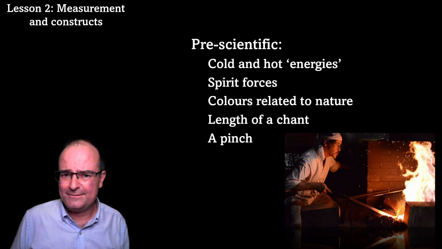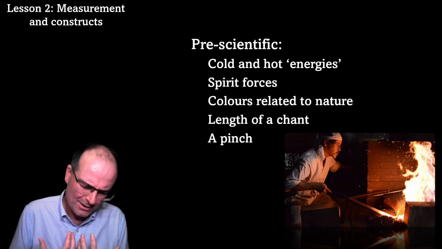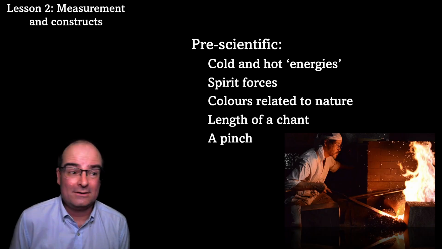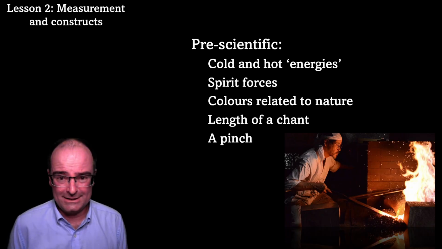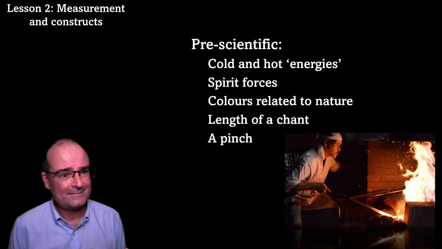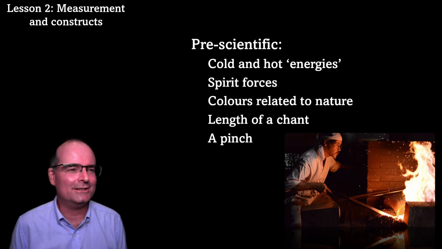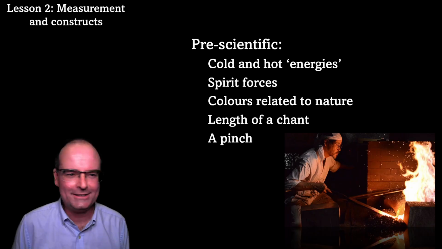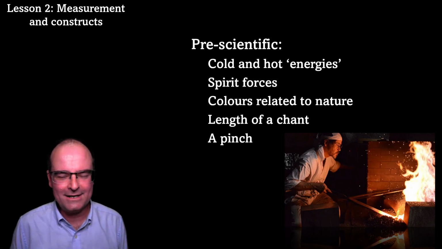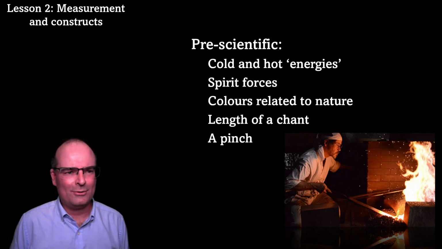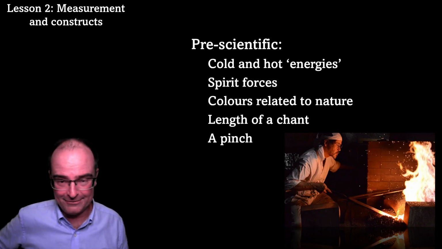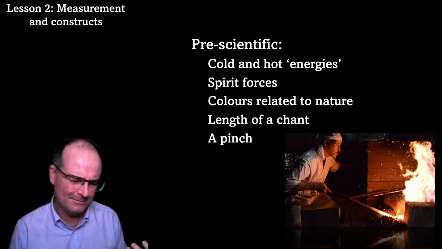Think of pre-scientific constructs, cold and hot energies, spirit forces. These are ways for ancient peoples to try and understand the world, represent the world. They are rather vague though, pre-scientific constructs, but not as vague as you might imagine. For example, consider colours, relating colours to nature. I've got an image there of someone making a samurai sword, one of the great technological advances of the Asian region, far ahead of the metallurgy of Europe at the time.